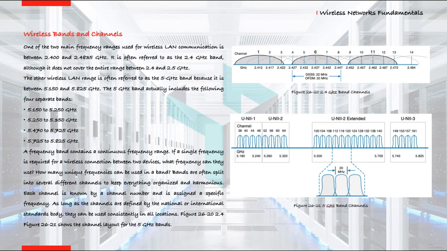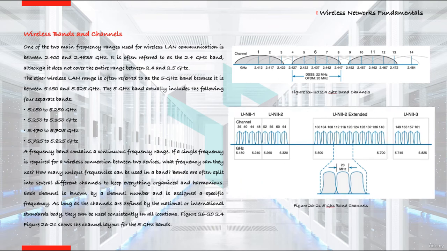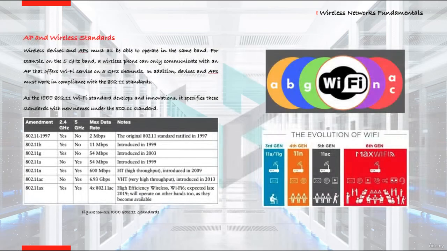In 5 GHz, as you can see here, four different ranges are used, frequencies between 5150 and 5250 and 5250 and 5350, but we usually call it the 5 GHz band. In short, we use the 2.4 GHz and 5 GHz bands in our wireless networks. Here you can also see the channels we use in the 5 GHz band. Let's talk about access points and wireless standards on this page. Wireless devices and access points should all work in the same band. For example, if we have a wireless phone running 5 GHz, our access point should also work on the 5 GHz channel. The IEEE makes the wireless network standards.